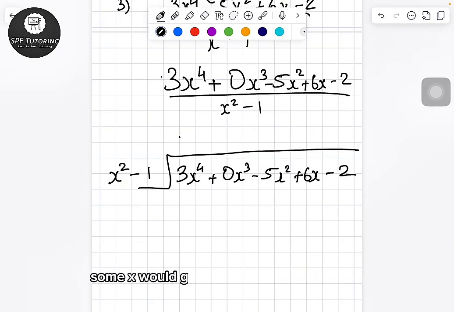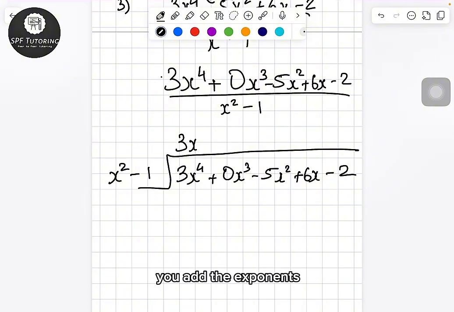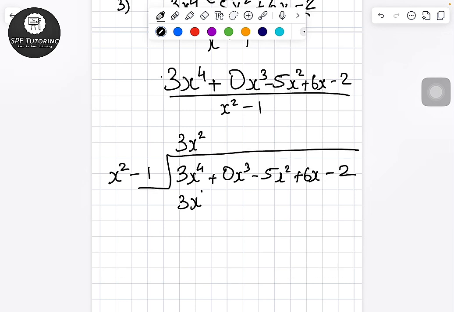So what times some x would give you 3x to the power of 4? Pretty simple, the exponent rule. When you multiply, you add the exponents. So 2 plus 2 is 4. So 3x squared times x squared is 3x to the power of 4, minus 3x squared.